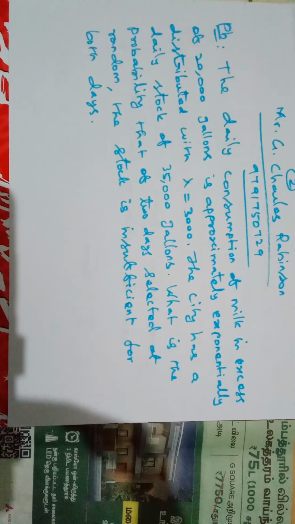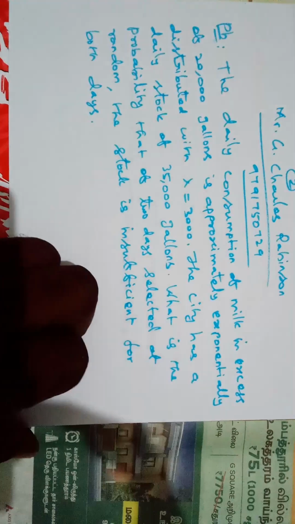Okay, my dear students, before we proceed, we must clarify the question. What are the things we are given and what are we going to find? The excess of milk over 20,000 gallons is approximately exponentially distributed, and we are given lambda equal to 3000, and the city has a daily stock of 35,000 gallons. The question is: what is the probability that, of 2 days selected at random, the stock is insufficient for both days? So this is the question. Okay, let us proceed.